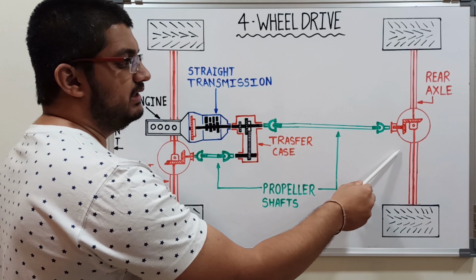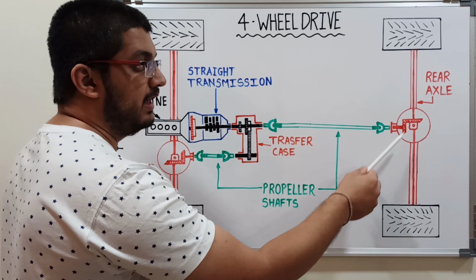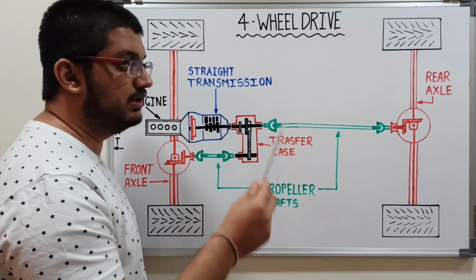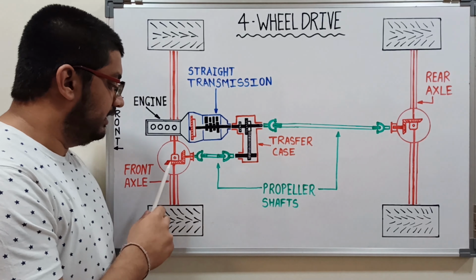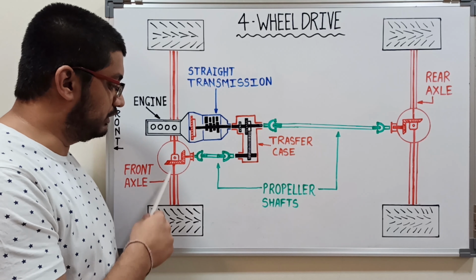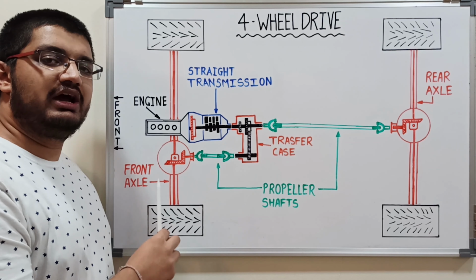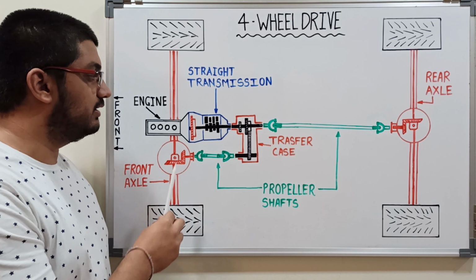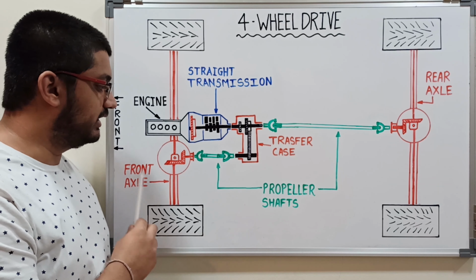So the rear axle here is a rigid axle with two solid shafts as shown in the earlier layout as well. Here I have also shown a rigid axle in the front, a solid axle as it is called, with two solid shafts. But it can also have independent front suspensions, as in the front wheel drive layout that we have already seen.